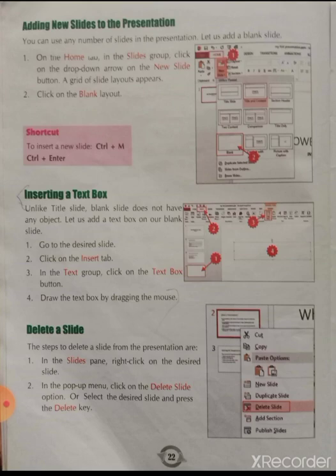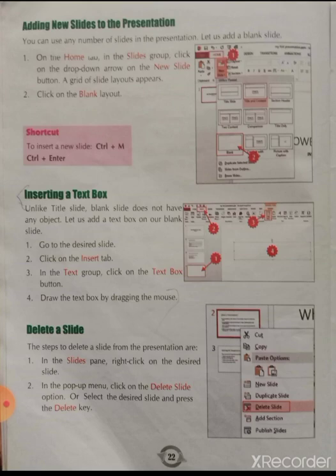The shortcut note is given to insert a new slide. What will you do? Ctrl plus M and Ctrl plus Enter. This is how you will automatically get blank slides in your presentation. I hope you all are understanding, children.